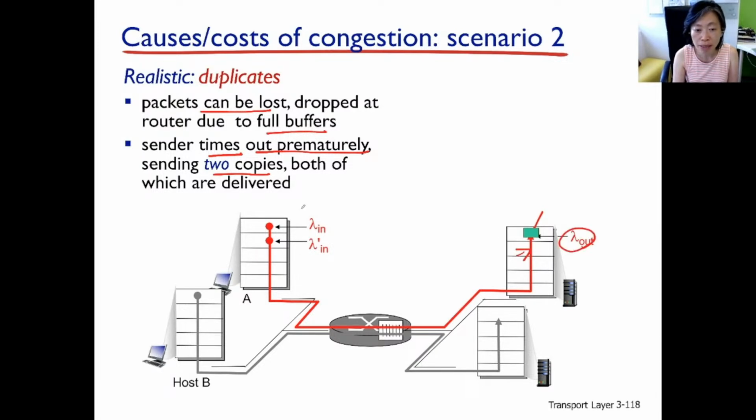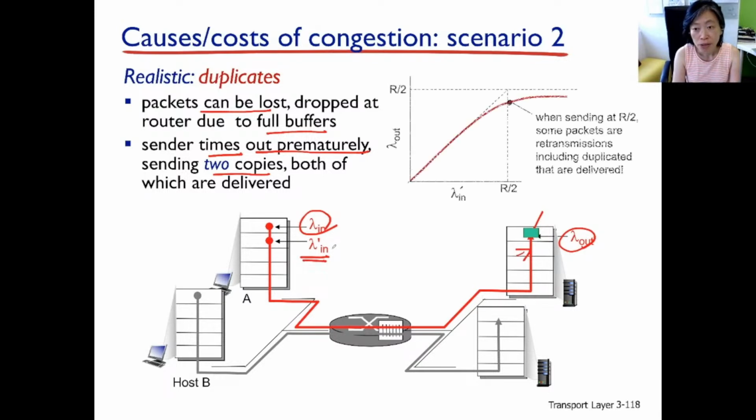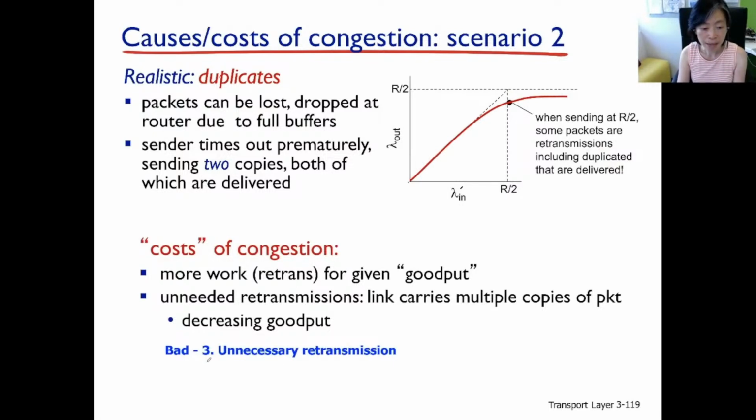While only one copy of it arrives at the application layer, lambda out remains the same as lambda in. But lambda in prime is going to be higher than in the previous assumption, where we did not assume the timer can go off prematurely. So the performance of lambda out as lambda in prime increases is going to get slightly worse. The margin here is bigger because lambda in prime needs to take into account the retransmissions, and also the duplicates that are not really necessary. So we see delay being bad, retransmission being bad, and what's even worse is that we could have unnecessary retransmission.